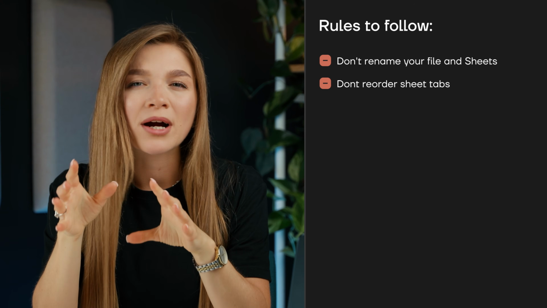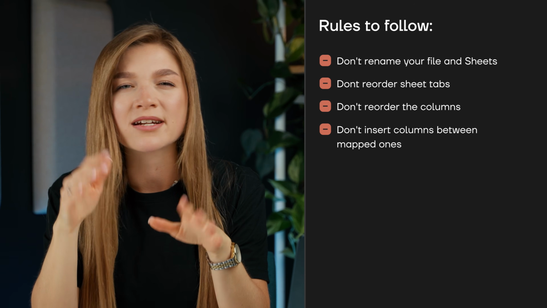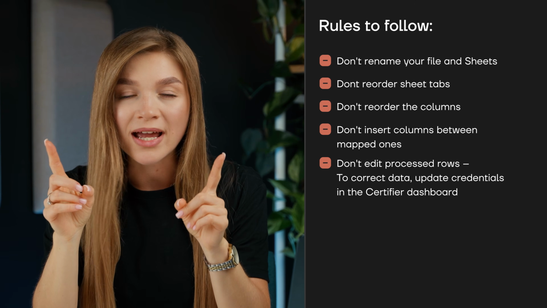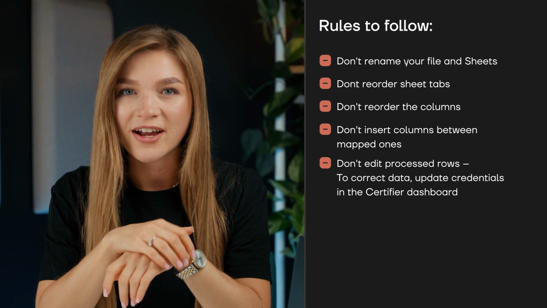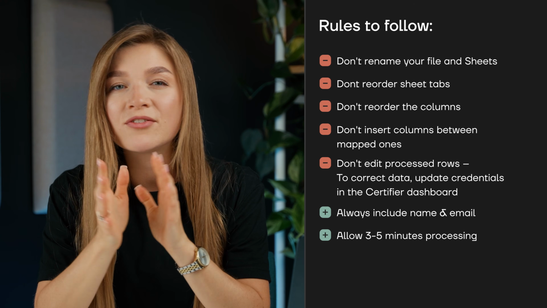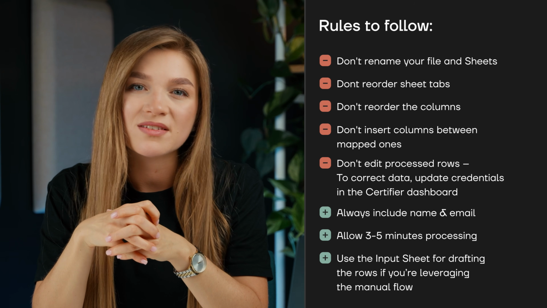Do not rename your file and sheets. Do not reorder the sheet tabs. Do not reorder the columns of your sheet. Do not insert columns in between the mapped ones, and do not edit the processed rows. To correct the data, update credentials in the Certifier dashboard. Also remember to always include the name and email, and allow a few minutes for processing. Use the input sheet for drafting the rows if you are leveraging the manual flow.